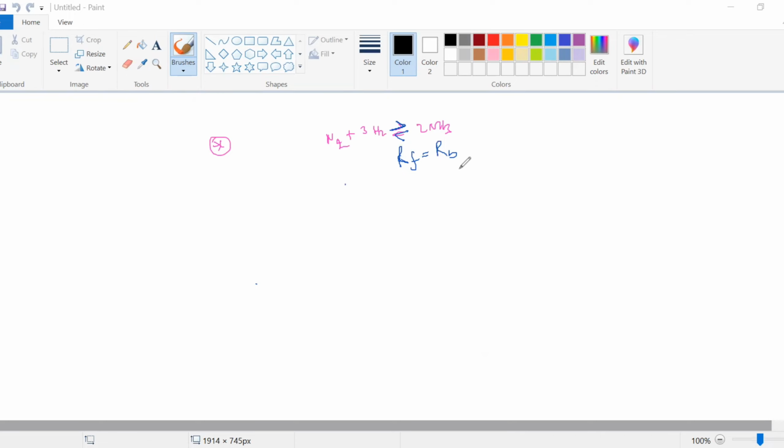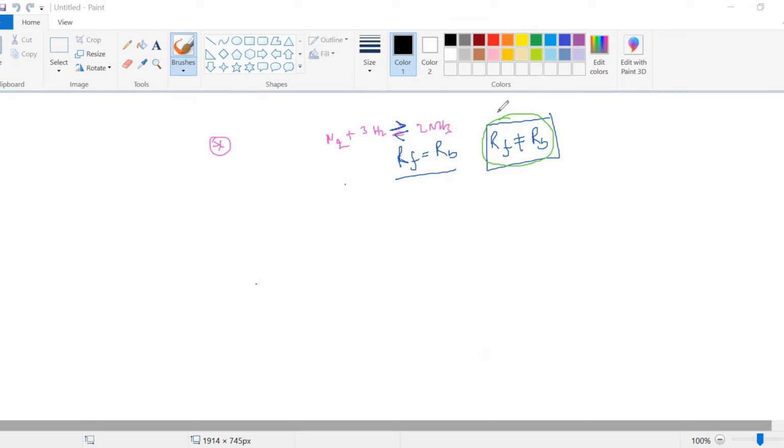But once you are disrupting the equilibrium, how? When the rate of the forward reaction is not equal to the rate of the backward reaction, then the equilibrium is disturbed. Whenever we see that the rate of the forward reaction is not equal to the rate of the backward reaction, we can tell that the equilibrium is disrupted. Understand this? The equilibrium will move in a particular direction to restore the equilibrium.